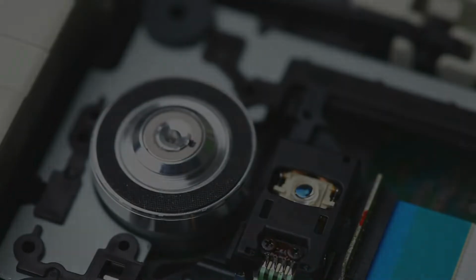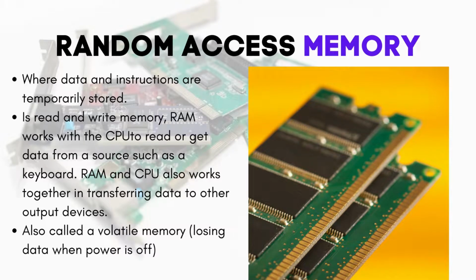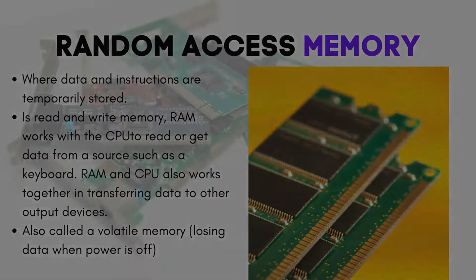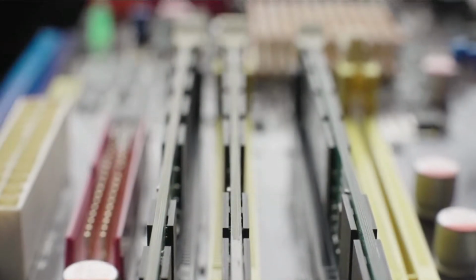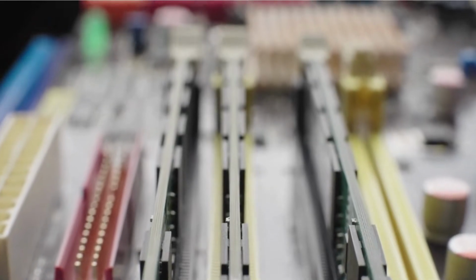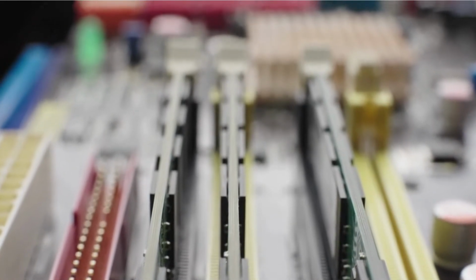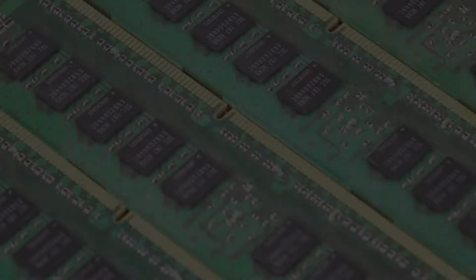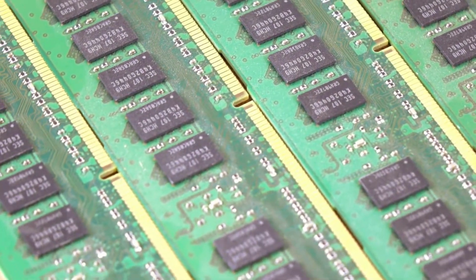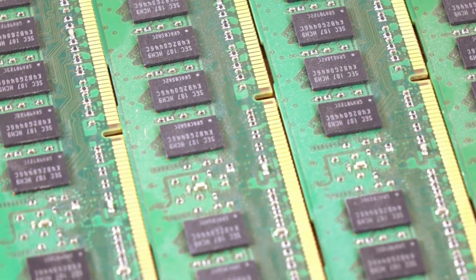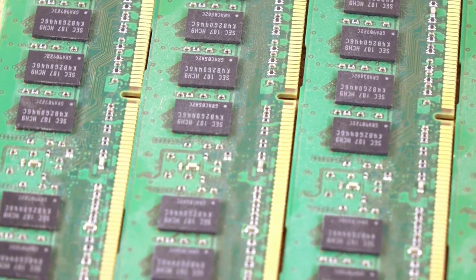Random access memory is where data and instructions are temporarily stored. It is read and write memory. RAM works with the CPU to read or get data from a source such as a keyboard. RAM and CPU also work together in transferring data to other output devices. It is also called volatile memory, losing data when power is off.